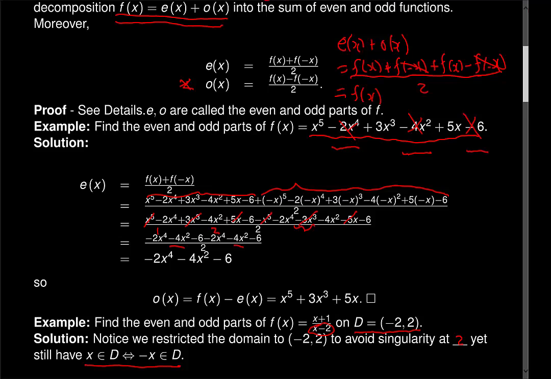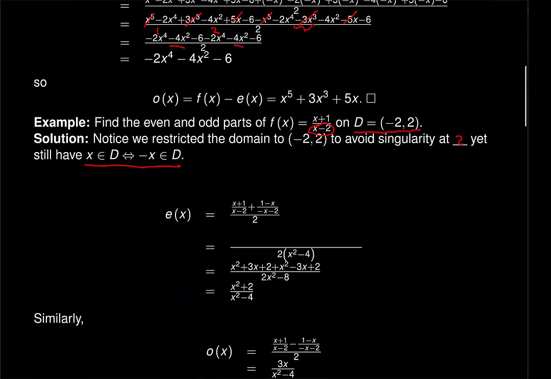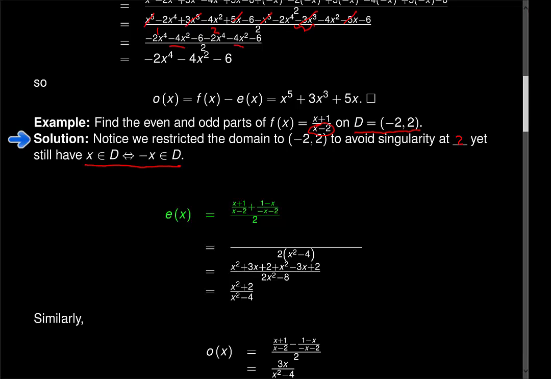So this is the formula we're going to use, that is (f(x) + f(-x)) divided by 2. So let's just do that. f(x) is (x + 1)/(x - 2), plus f(-x). So we just substitute -x in. So we're going to have 1 - x here, and on the bottom we're going to have -x - 2. And then we've got to divide that by 2.